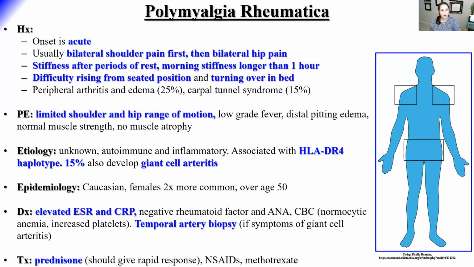If you remember when we talked about that in HEENT, we want to treat that with high-dose steroids to prevent the most common complication, which is blindness. So the treatment for polymyalgia rheumatica is also going to be prednisone, and this should give the patient a pretty rapid response. So key points on this one: shoulder and hip pain, stiffness, highly associated with HLA-DR4 and giant cell arteritis. We want to treat this with prednisone.